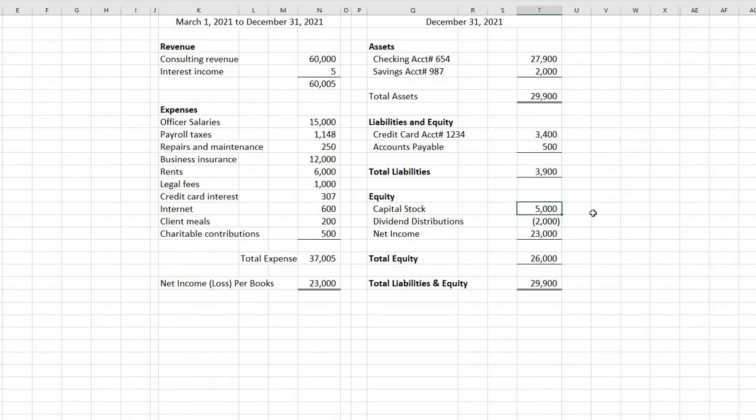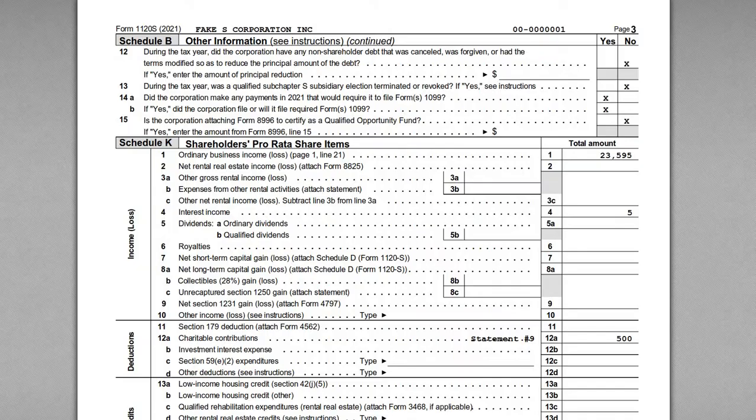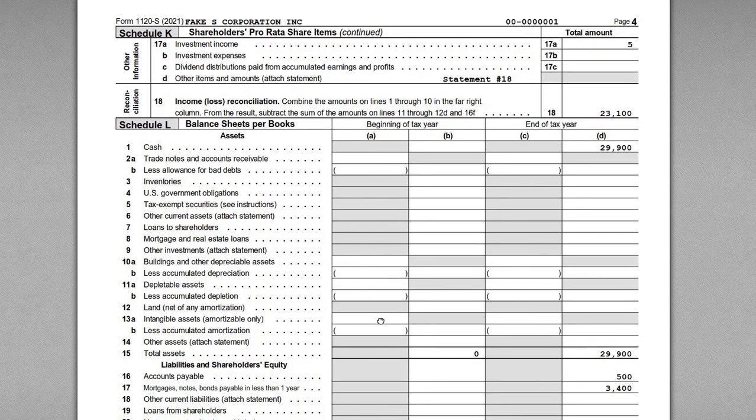Remember, we issued 5,000 shares of common stock at a $1 par value. So that was the amount contributed by the shareholders to the company to purchase the shares. And then the dividend distribution is $2,000 during the year. And then the amount of net income flowing through from the P&L for the year is $23,000. Now that we have the balance sheet amounts, let's go ahead and enter those onto the 1120S in this Schedule L section. So the 1120S, we've got Schedule L. It's page 4 of the 1120S.